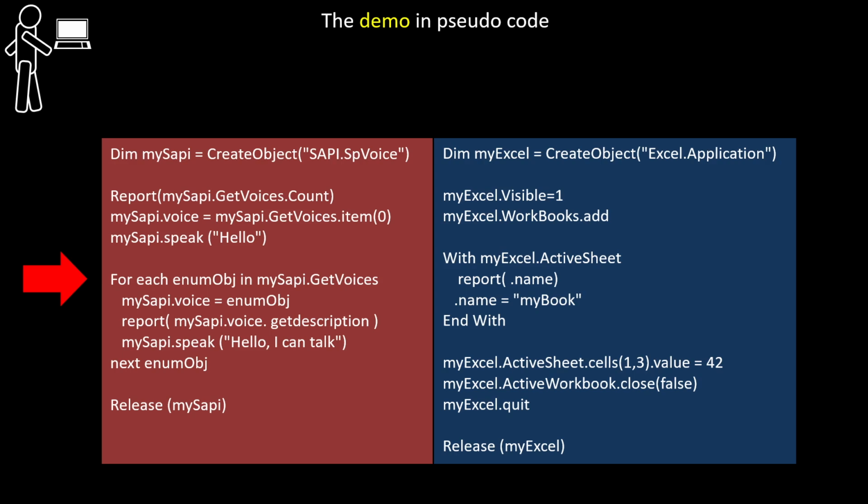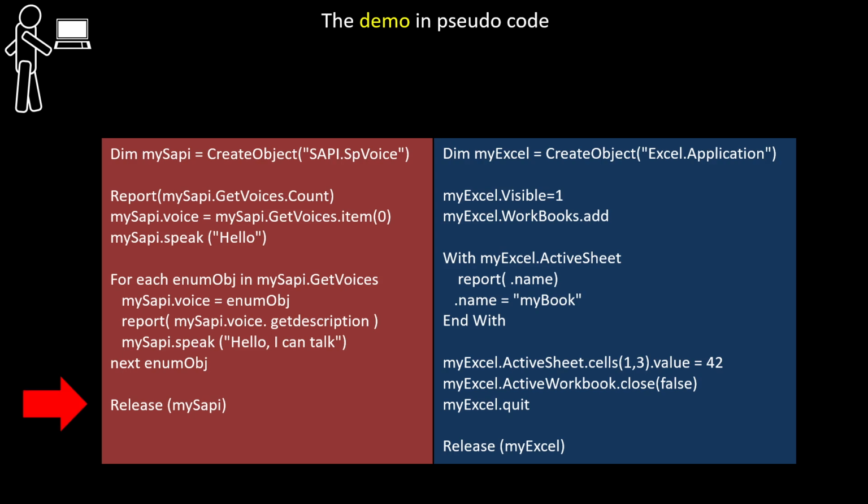We're then going to use a technique of scanning or cycling through the objects in a collection. We'll do that using what's called for each enum object in my collection, in this case the collection of voices, held in my SAPI.getVoices. We'll get them one at a time, point at that particular voice, report on that voice's description, and then get that voice to say, hello, I can talk. Get the next object, do the loop, and then when we've finished, very important, release the object.